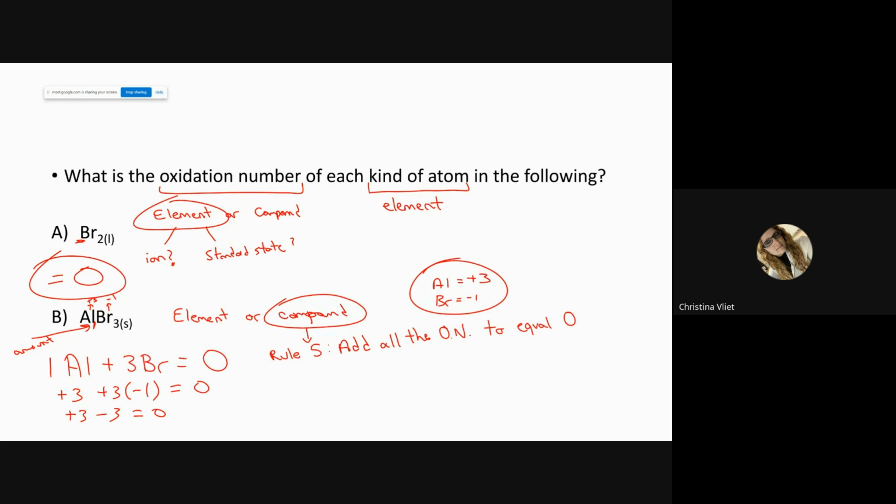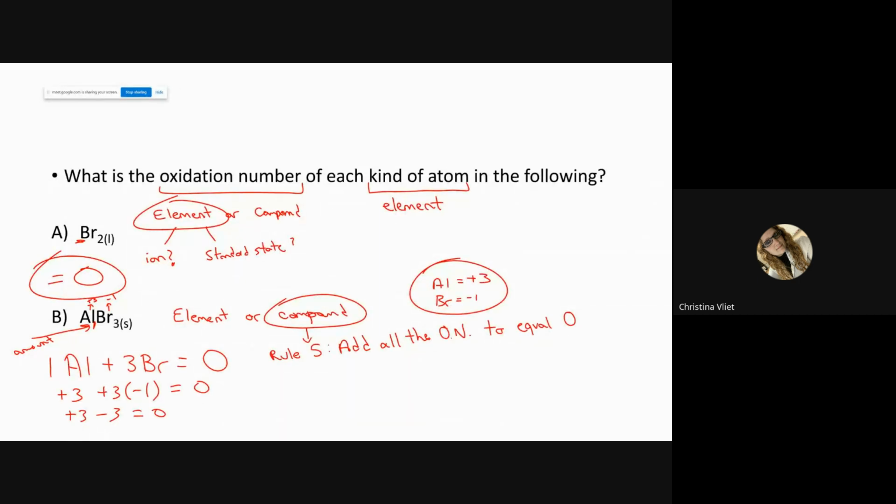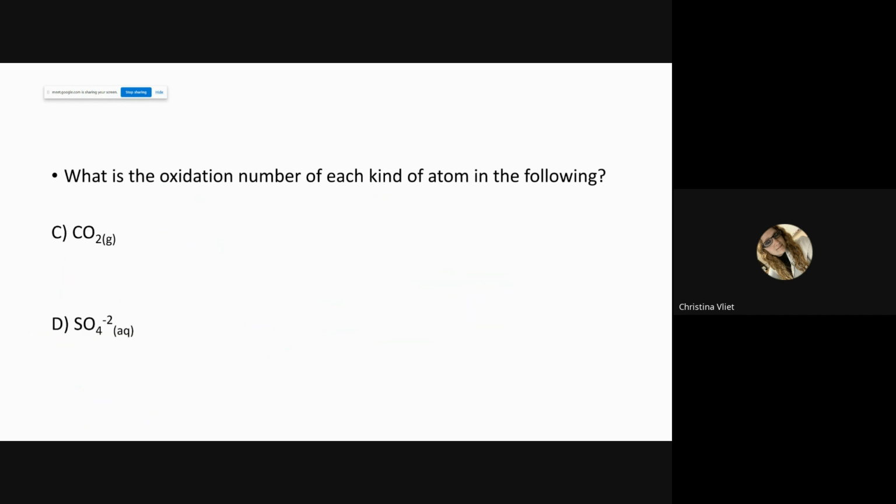Questions about how we got aluminum being +3? Bromine being -1, are we good with that? We're moving on to the next example then. As usual, what I like to do is start with what is considered to be the easier examples, and then we move on to more complex. So, CO2.